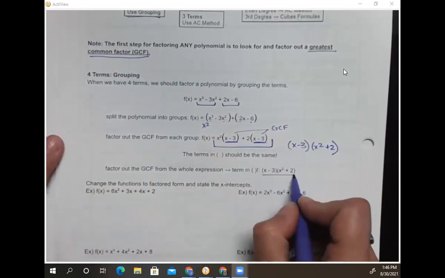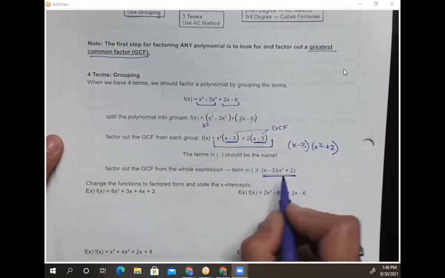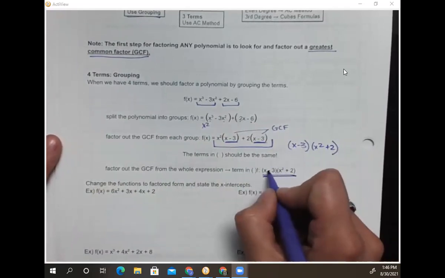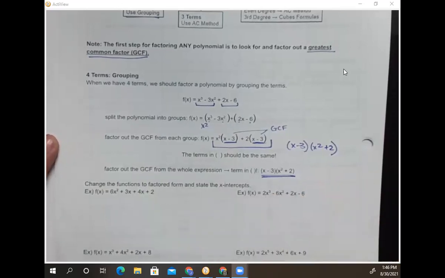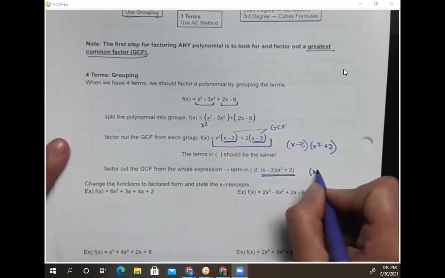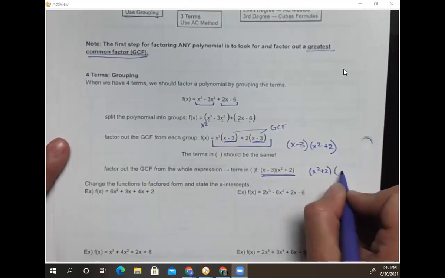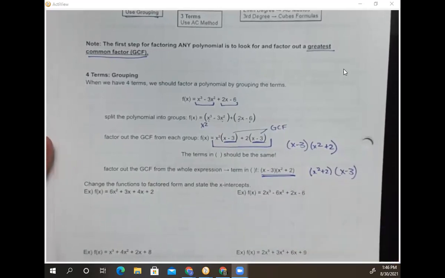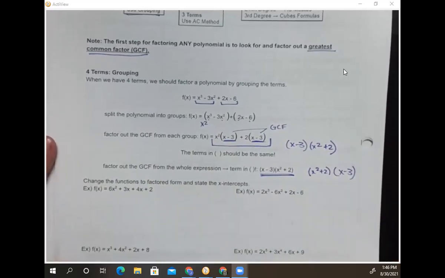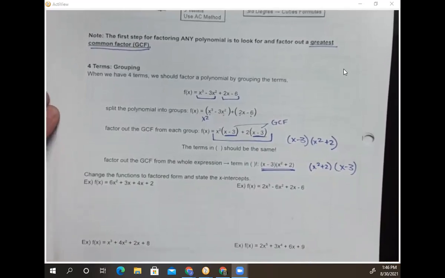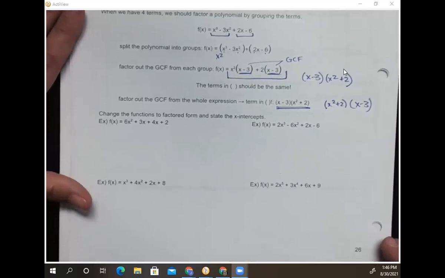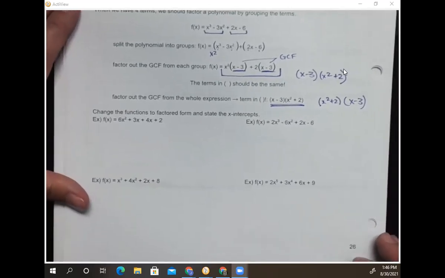So my entire factored expression would be x minus 3 times x squared plus 2. And remember, if you have the order of these factors reversed, that's fine. This could also be x squared plus 2 times x minus 3. That means the same thing, as long as you have both of these factors. So that's the strategy we're going to use for factoring our 4-term polynomials on page 26.